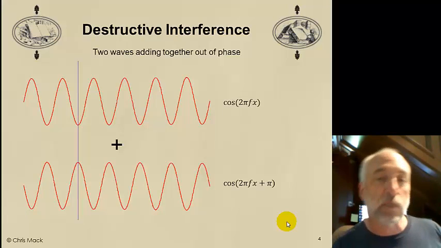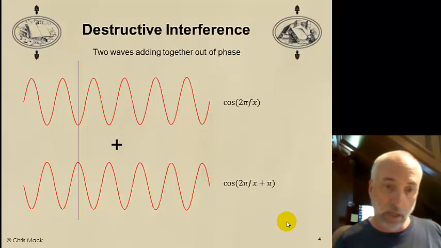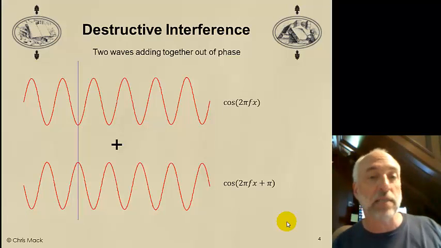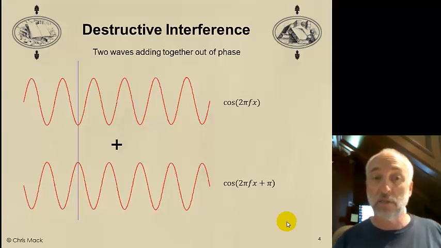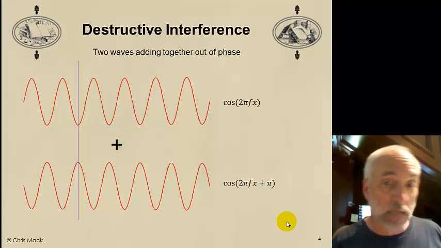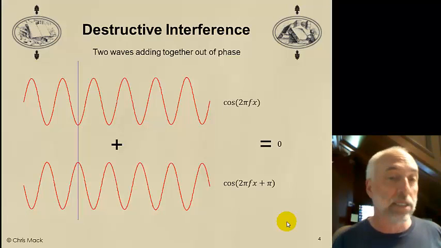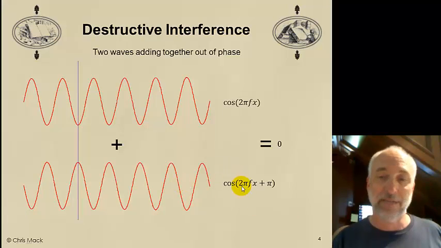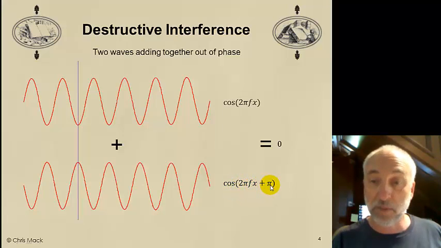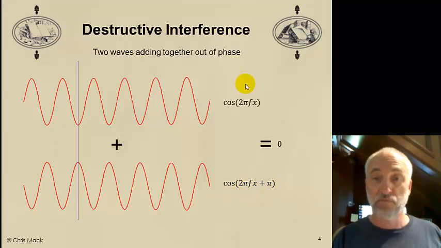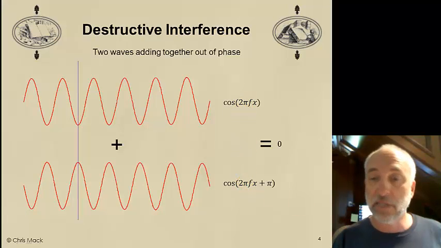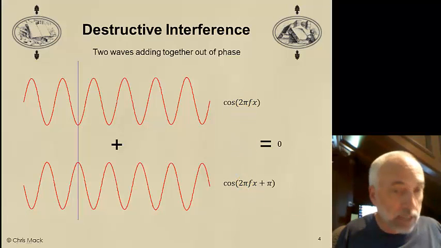So what's going to happen when I add these two together? Well, every place that the first wave is positive, the second wave will be negative. Every place the first wave is negative, the second wave will be positive. When I add these two things together, I get exactly 0. Another way to think of it is you look at one of your trigonometric identities and say cosine of 2 pi fx plus pi is nothing more than equal to minus cosine 2 pi fx. And so when I add these two things together, I'm really subtracting a cosine from a cosine, and I get 0.